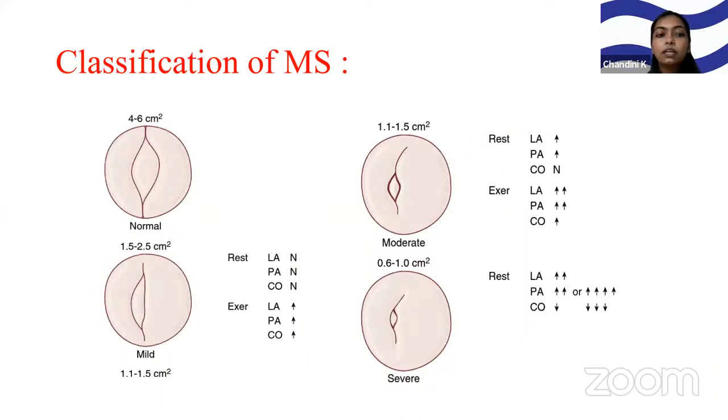So in this image, the first picture is with the normal area, which is 4 to 6 centimeters squared. And with progressive stenosis, in mild cases, which is 1.5 to 2.5 centimeters squared, at rest all the parameters are normal. But on exertion, there is an increase in the left atrial pressures and pulmonary artery pressures. In moderate cases, even at rest, there is an elevation of the left atrial and pulmonary artery pressures. And in severe cases, the cardiac output is also compromised.